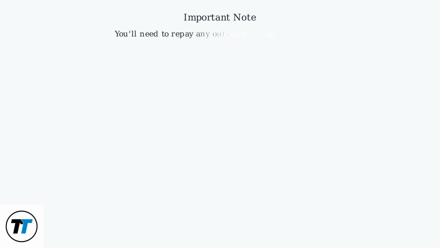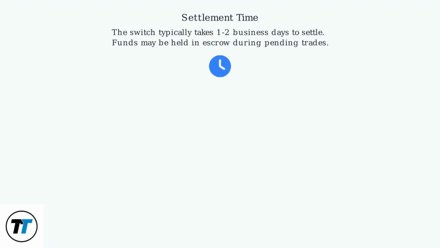Before the switch can complete, make sure to repay any outstanding margin balance. This might require depositing funds or selling assets to cover the debt. Once confirmed, the account switch usually takes 1 to 2 business days to fully settle. During this time, any funds from pending trades will be held in escrow.